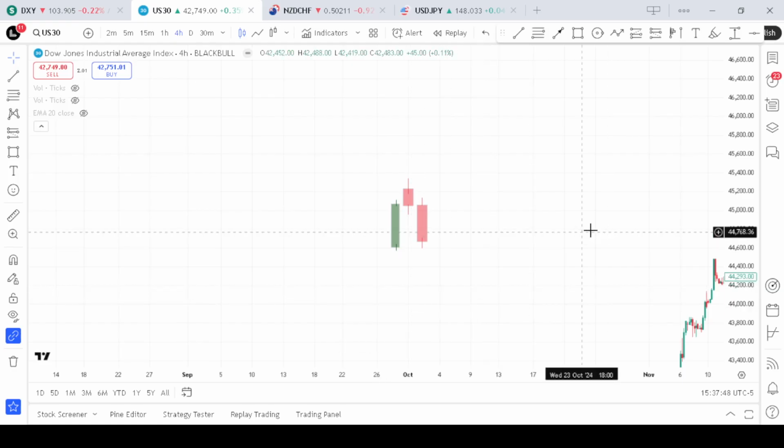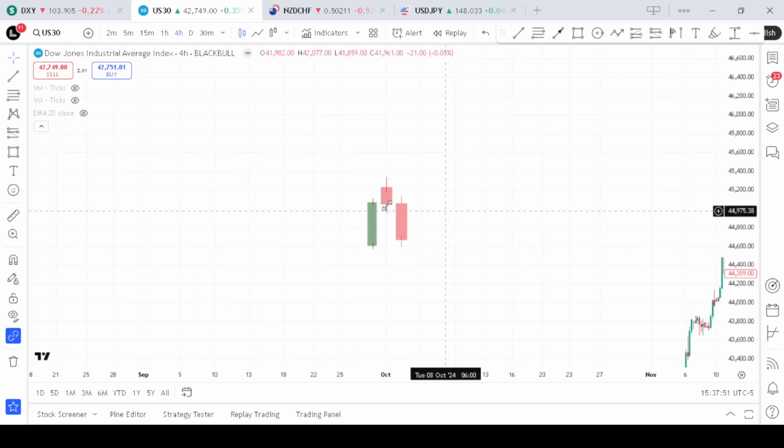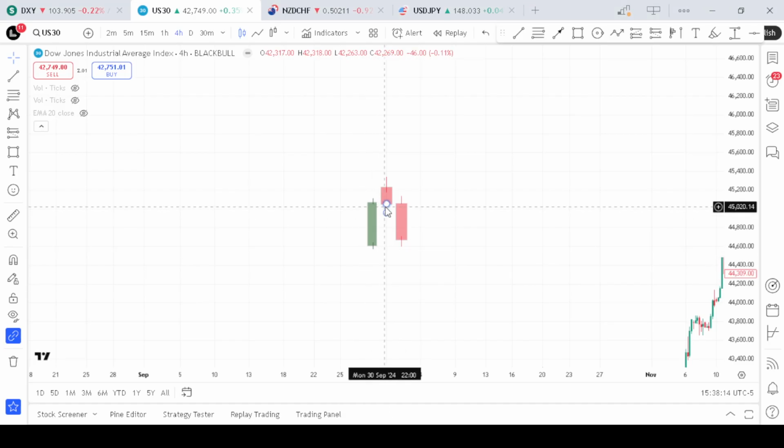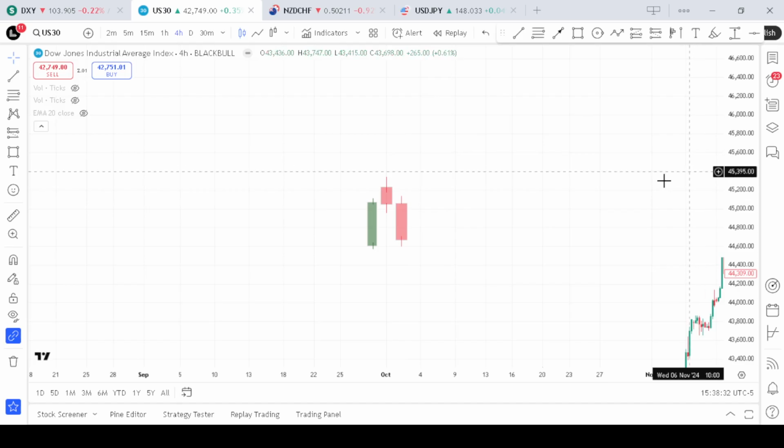Let's see the components of this pattern. You first observe the first candle. This is the first candle that confirms the ongoing uptrend. This sets the stage for the pattern to develop. The second candle is a bearish candle that opens above the close of the first candle, but closes within the body of the first candle. This indicates a potential shift in market sentiment.